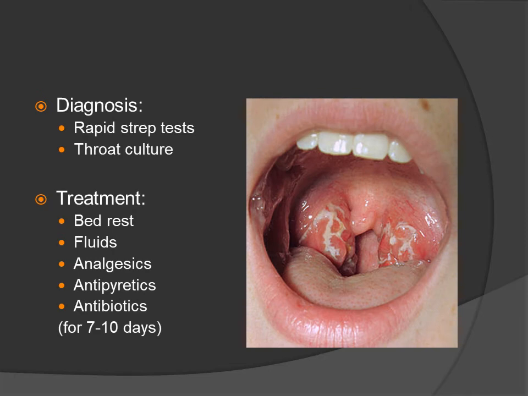Diagnosis of acute tonsillitis can be made by rapid strep tests or throat culture. Treatment for acute tonsillitis is antibiotic course for 7 to 10 days with complete bed rest, fluids, analgesics and antipyretics.